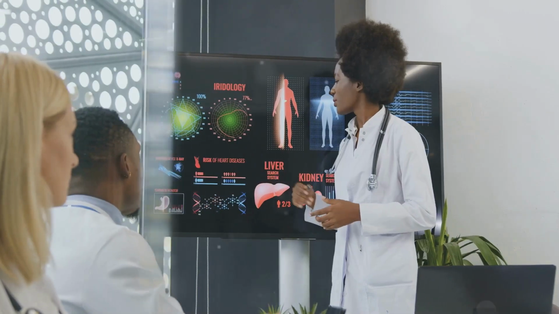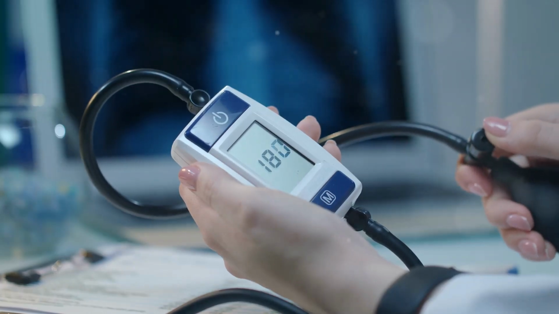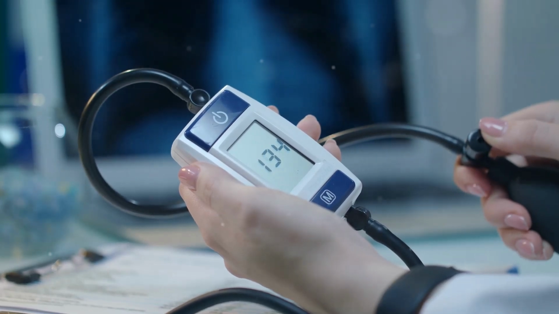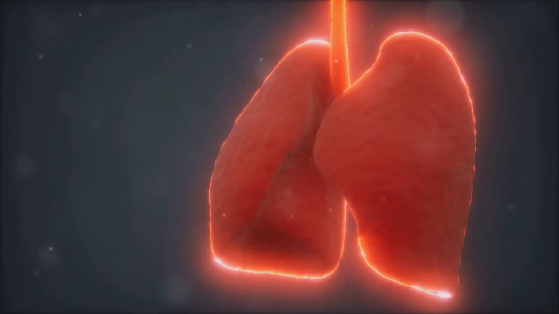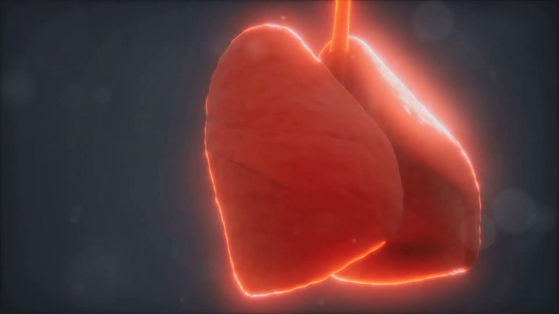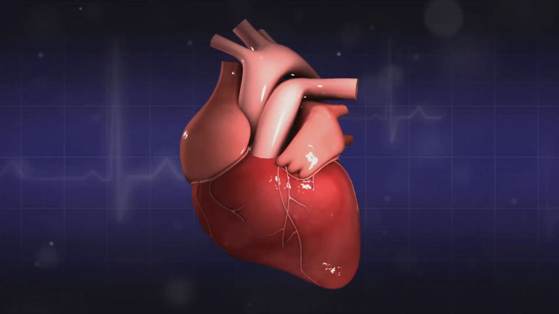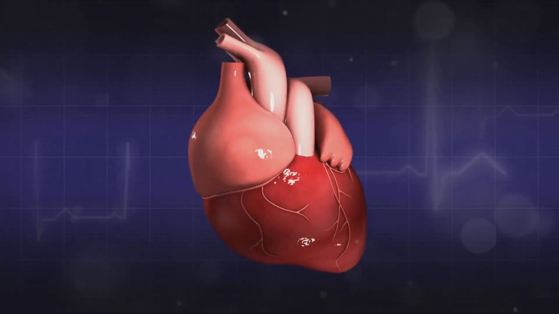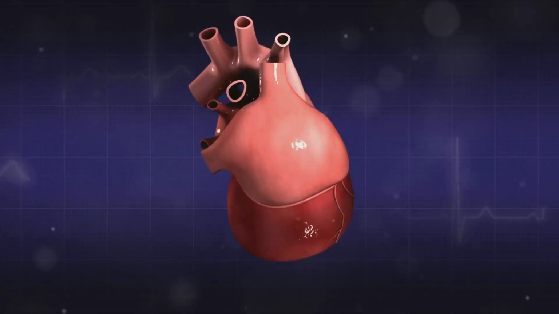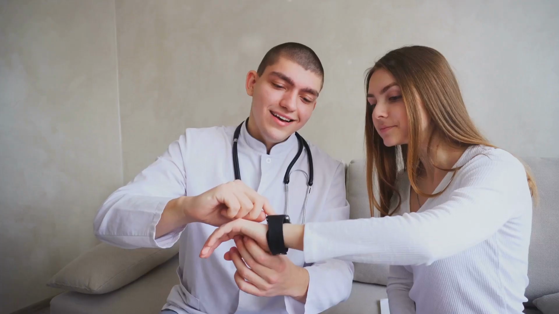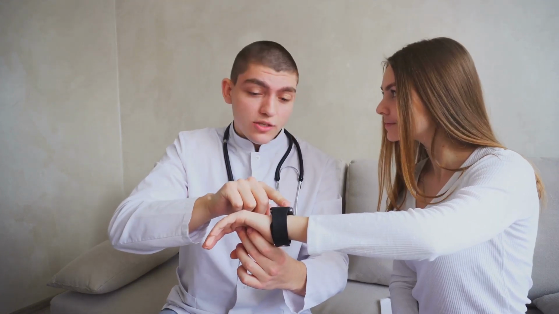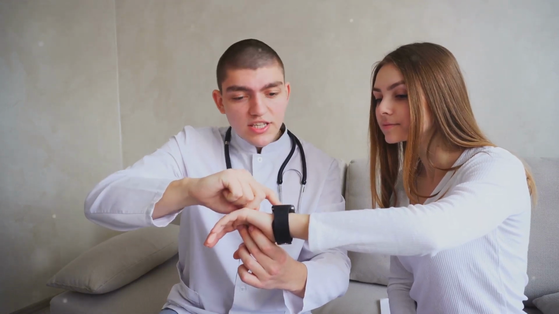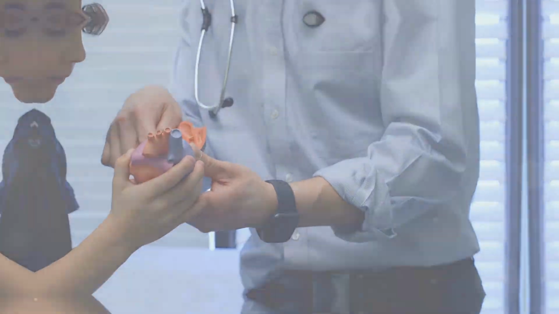Now, let's explore some key concepts. Blood pressure. This is the force exerted by circulating blood on the walls of blood vessels, usually measured in the arteries. Then we have the cardiac cycle, the sequence of events in one complete heartbeat, including systole, which is contraction, and diastole, which is relaxation. Lastly, heart rate. This is the number of heartbeats per minute, typically 60 to 100 beats per minute in a healthy adult at rest.